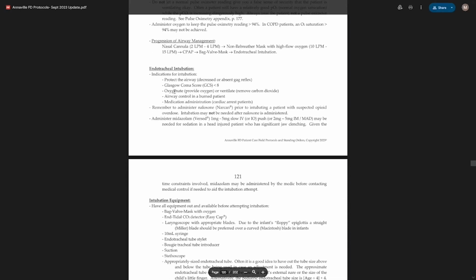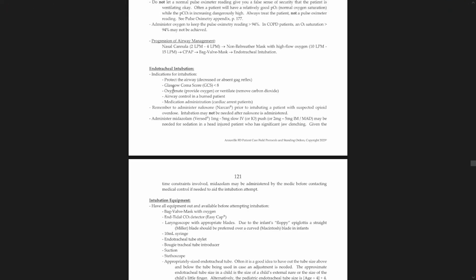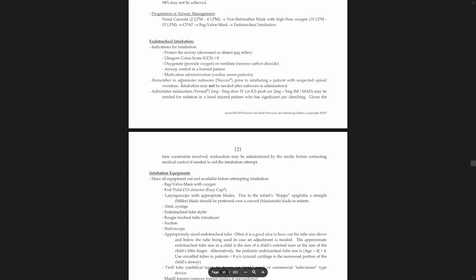For endotracheal intubation, indications for intubation are to protect the patient's airway if the patient is presenting with a decreased or absent gag reflex, a GCS or Glasgow Coma Score less than 8, to oxygenate, provide oxygen, or ventilate, remove carbon dioxide, airway control in a burn patient, or medication administration for a cardiac arrest patient. Remember to administer Narcan or naloxone prior to intubating a patient with suspected opioid overdose. Intubation may not be needed after the naloxone is administered.